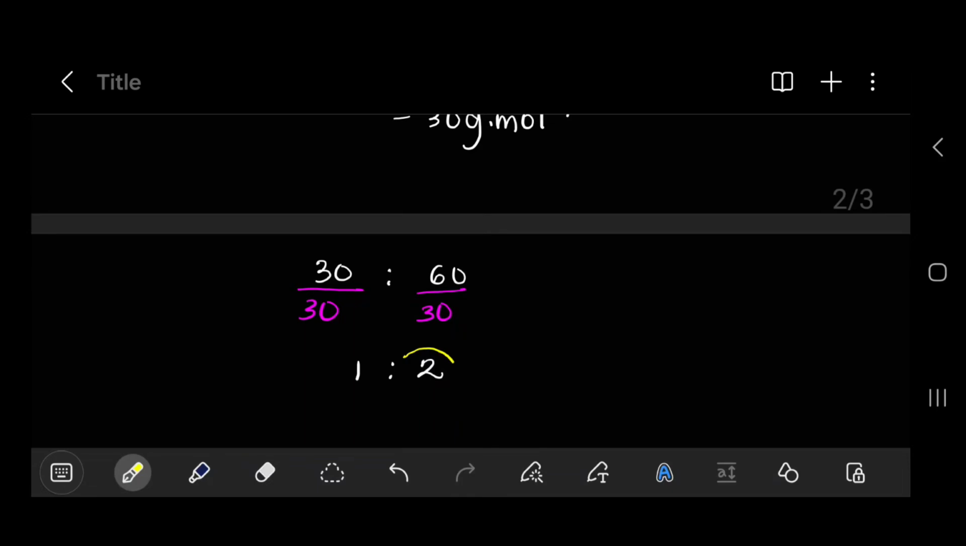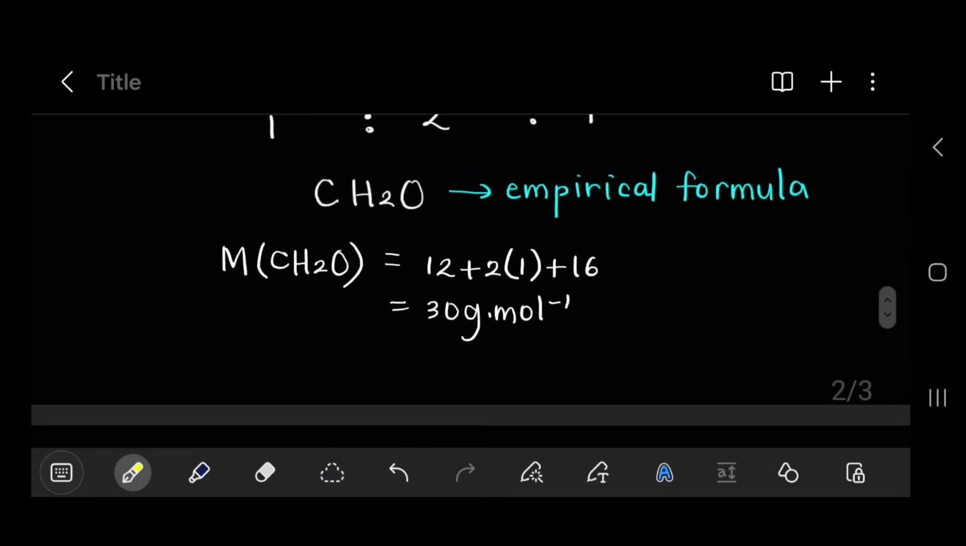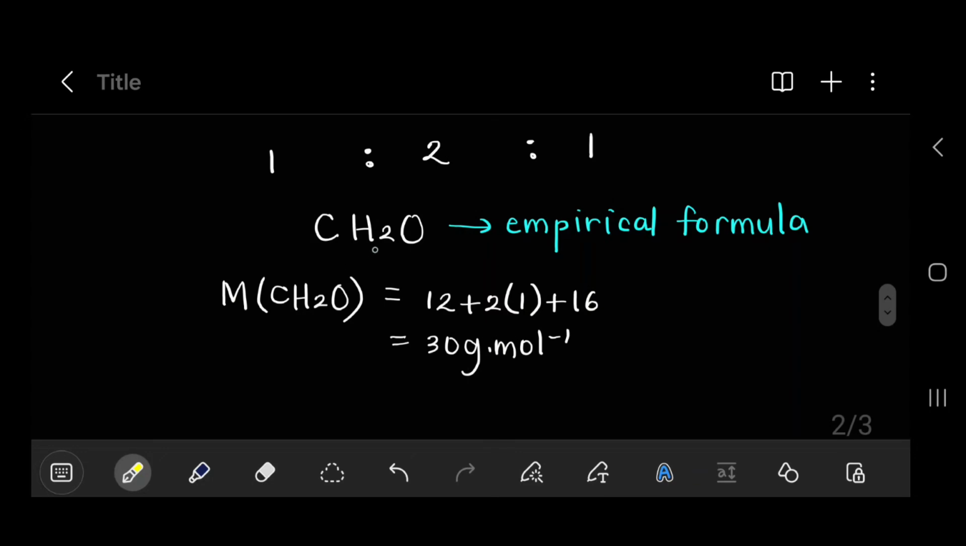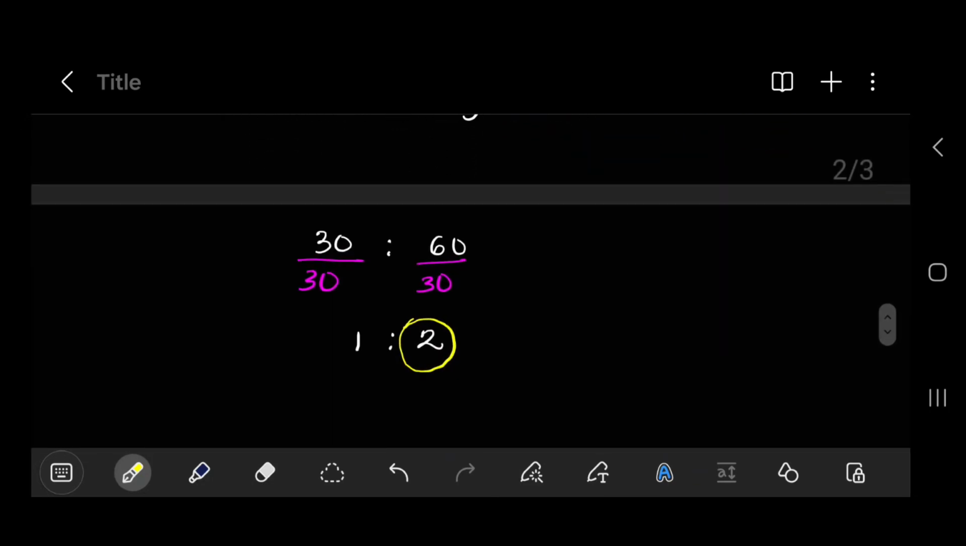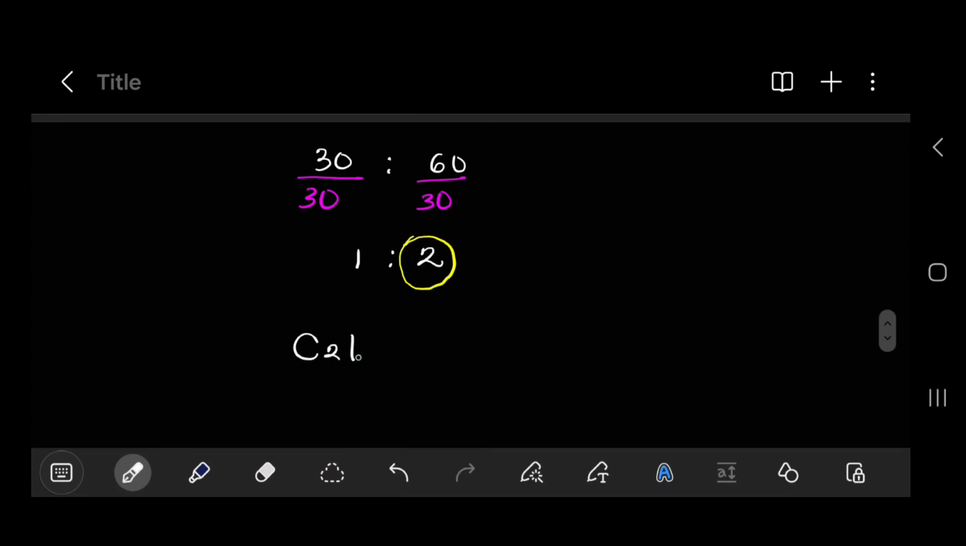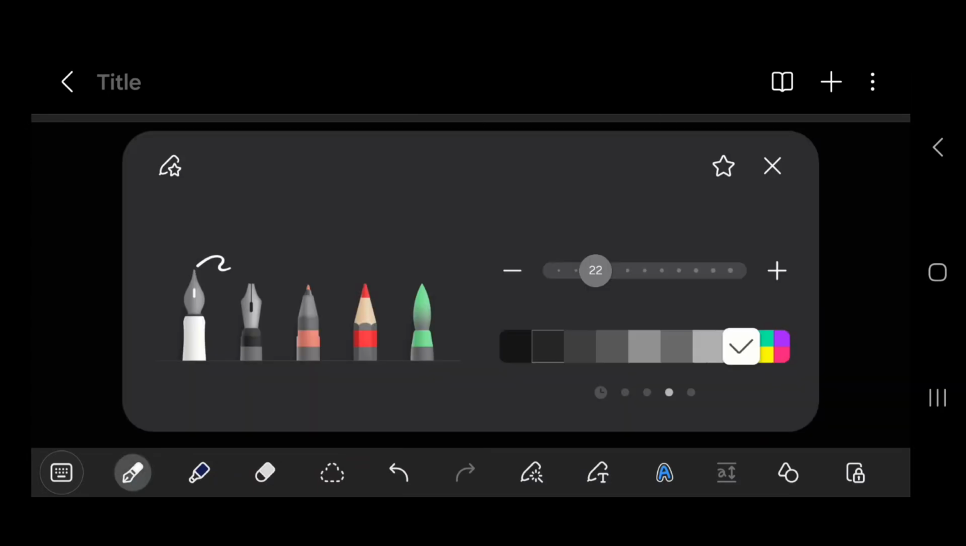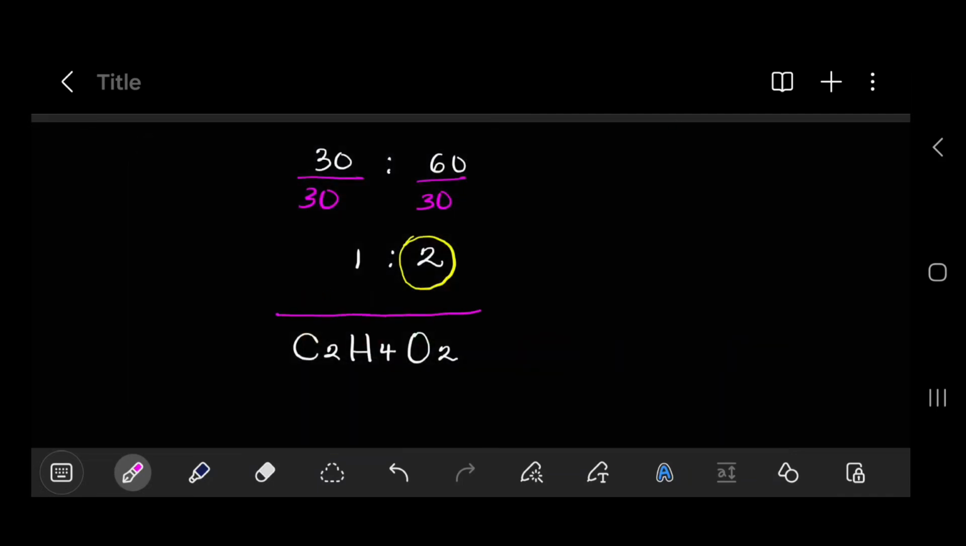And you now take that bigger value and you multiply your empirical formula by it. So our empirical formula was CH2O. If we multiply that by 2, we get C2H4O2. So that is your molecular formula.